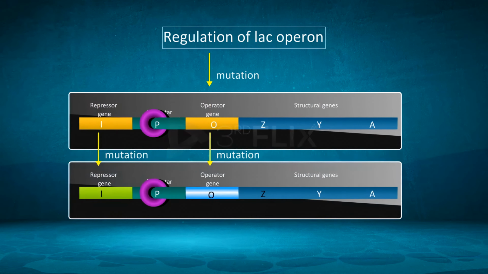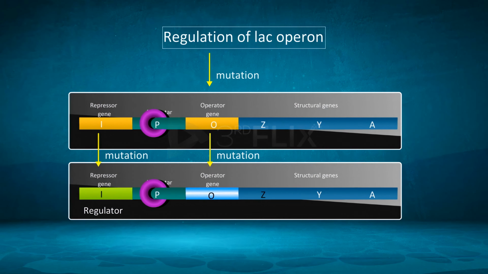Constitutive mutants confirm the Lac model of regulation. If mutations occur in the regulator gene or operator region, the regulator gene is the constitutive gene.